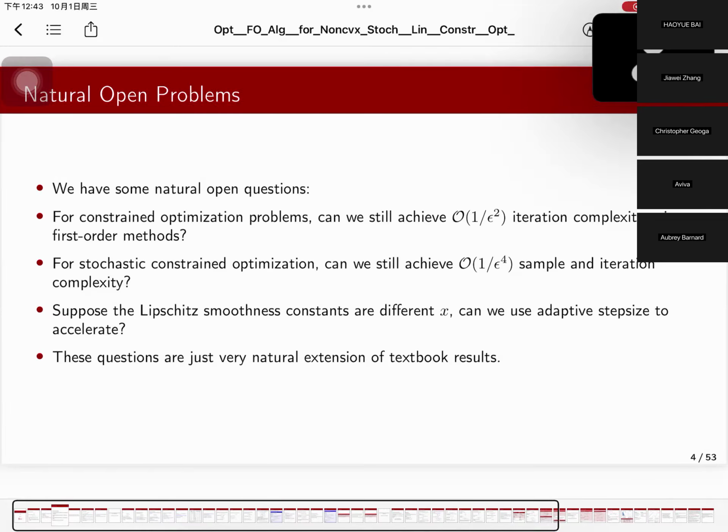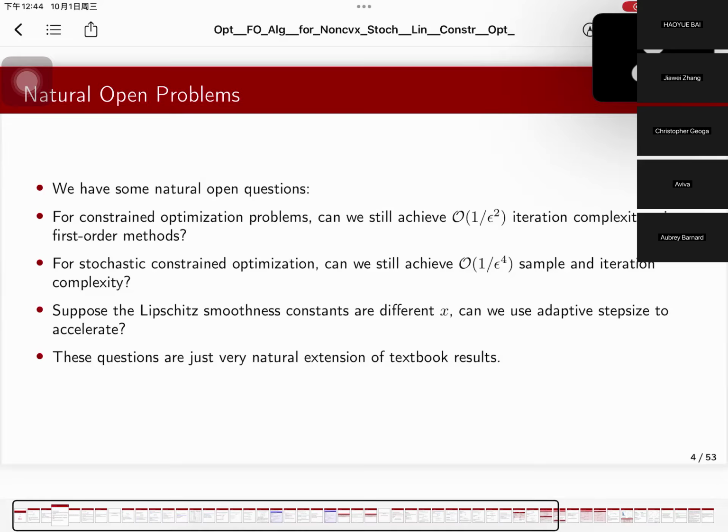So for the deterministic case, we still want to have 1 over epsilon square iteration complexity, and for the stochastic case, we want to have 1 over epsilon to the power 4 sample complexity. Here, for constrained optimization problems, first-order algorithms means we can only do gradient iterations, and we can only do projection to a set. Instead of very complex sets, we can only do projection to simple sets, like a box. These two questions will be addressed in the first part of this talk.